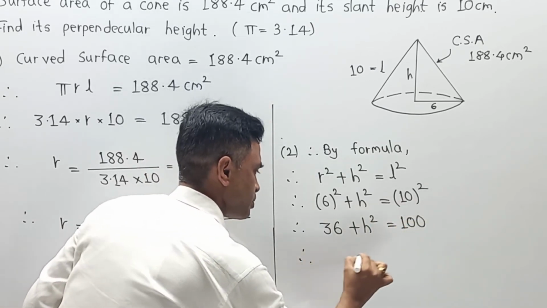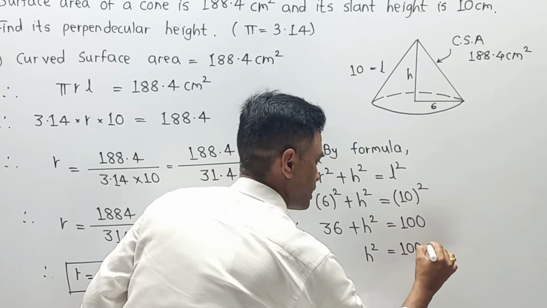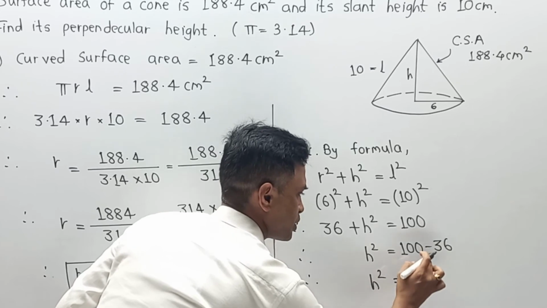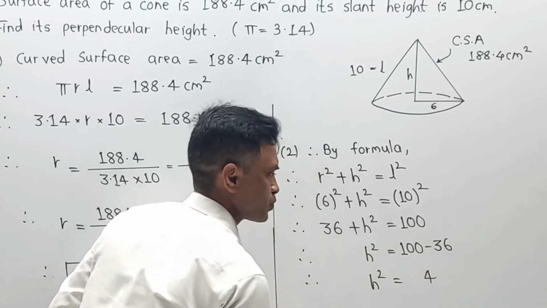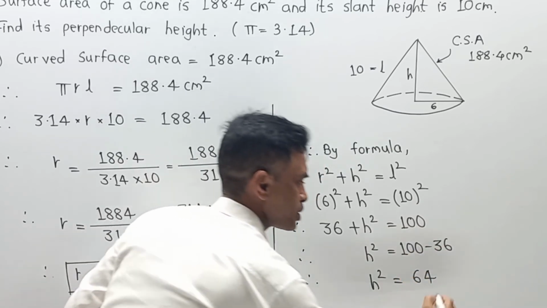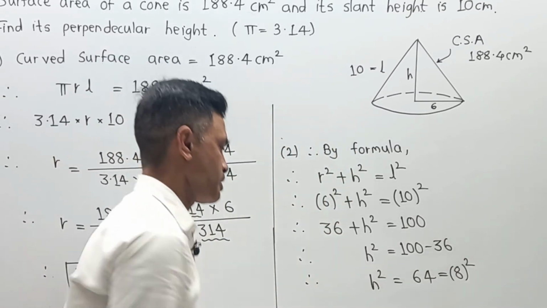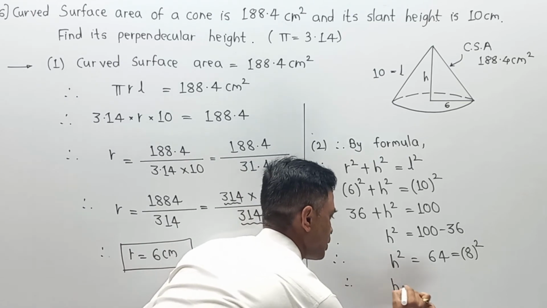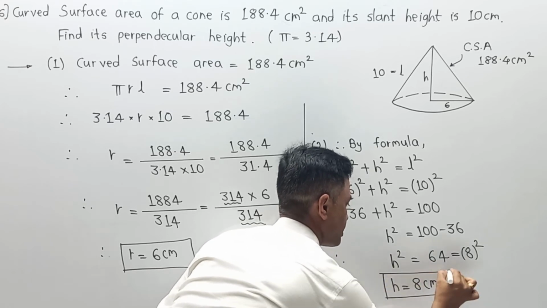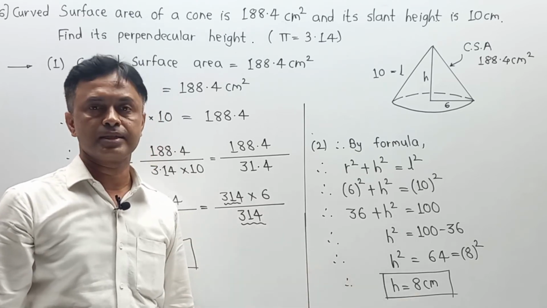Now h square is equal to 100, shifting 36 to that side, minus 36. Therefore, h square is equal to 100 minus 36, which is 64. That is nothing but 8 square. As h square is equal to 8 square, simply we can say that h, or vertical height, is 8 centimeter. And in this way, we are able to calculate our required answer. H means the vertical height of the cone, and that is 8 centimeter.